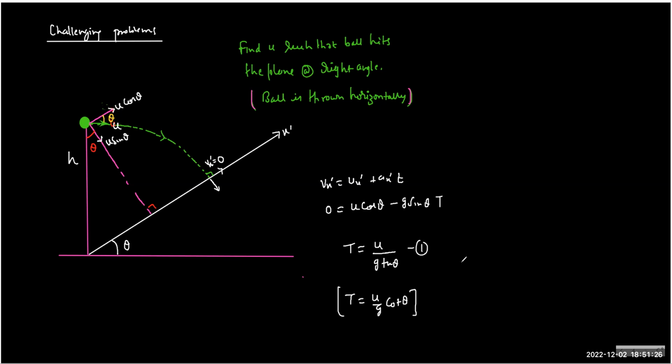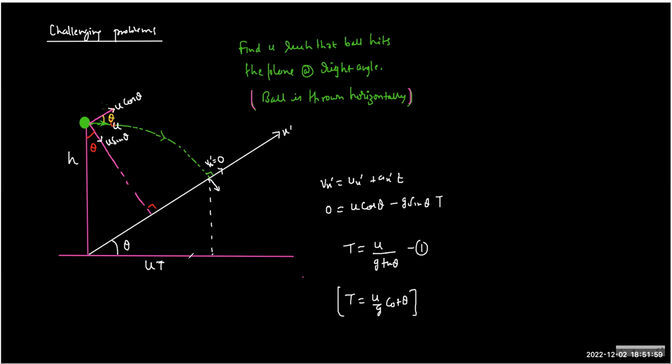You need one more relation. There are many ways; the easier one I can show you. If you draw a perpendicular from here, in the same time, how much have you traveled horizontally? Ut, isn't it? Your actual velocity is horizontal, so you will travel Ut horizontally in the same time. Yes or no? Yes, sir.